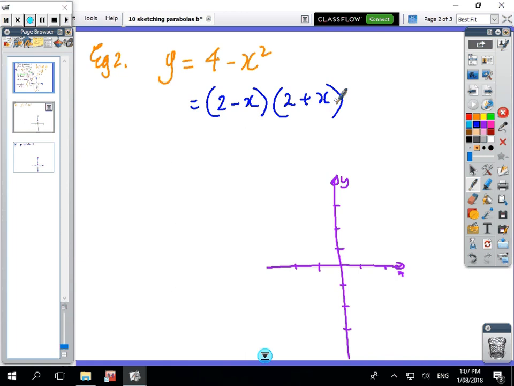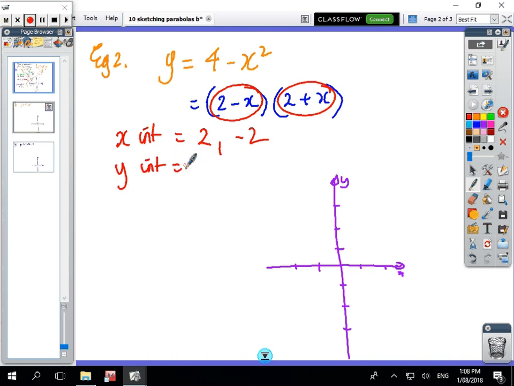Can someone tell me, is that concave up or concave down? Concave down because negative x squared. So the x-intercepts are, that one is 2, that one is minus 2. The y-intercept equals that number there, which is 4.